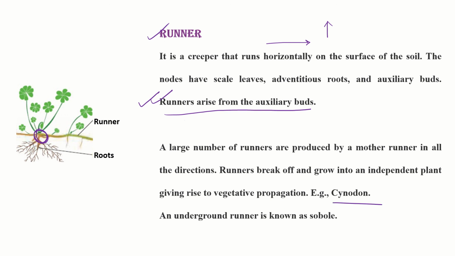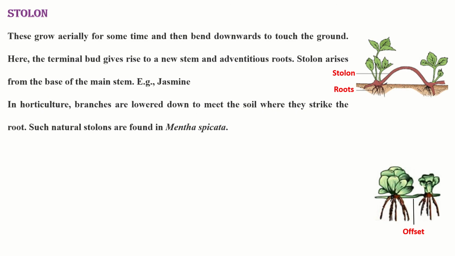Okay, an underground runner is known as sobol. These are important for your 1-mark question or objective type question. So please note these. Next we'll come to stolon. These grow aerially for some time and then bend downwards to touch the ground. See, like this. Here the terminal bud gives rise to a new stem and adventitious roots.